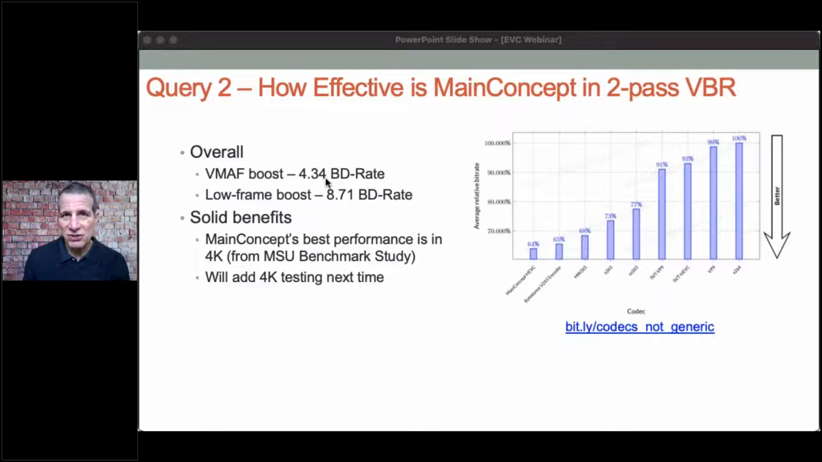So the results are solid, not quite what we saw on the one pass, but that's why you have to test using parameters as close to the ultimate publishing parameters that you're going to use to make sure that the benefits accrue to the same level. And again, MainConcept, their specialty, their forte seems to be 4K content. You see the results from an MSU evaluation there. Hopefully we'll be adding 4K content the next time we look at these codecs for streaming media.